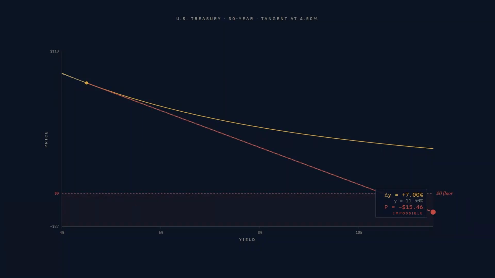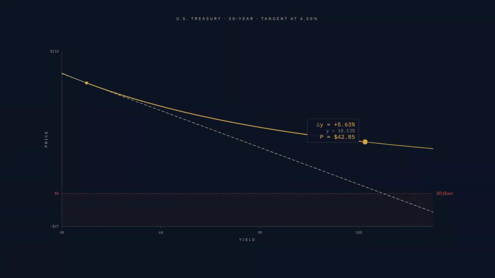A bond can lose up to 100% of its value, the entire investment, every cent of it, but it cannot, by any mechanism, go below zero. The dashed line crashed straight through the floor because the formula has no way of knowing that the floor exists.